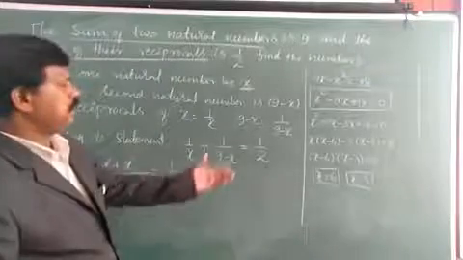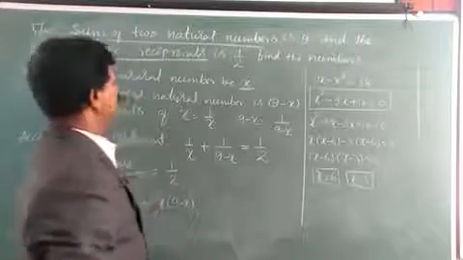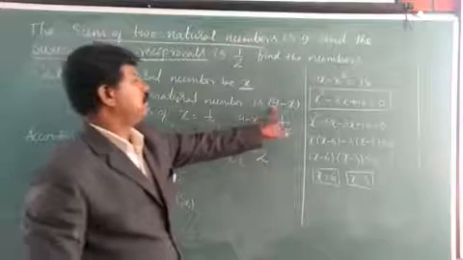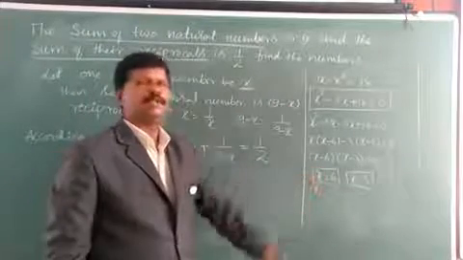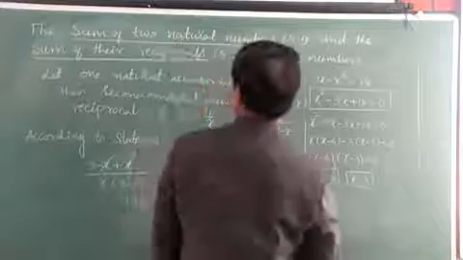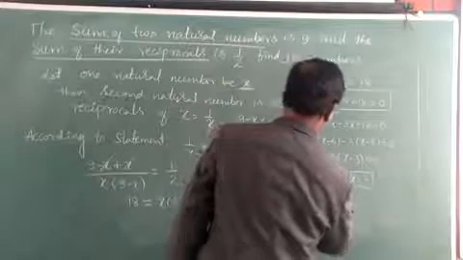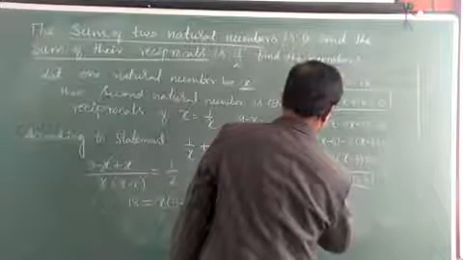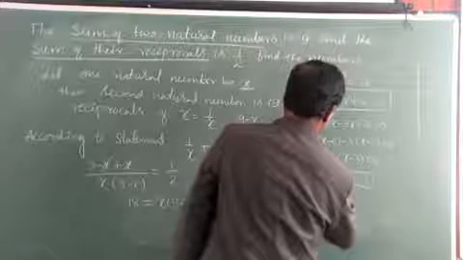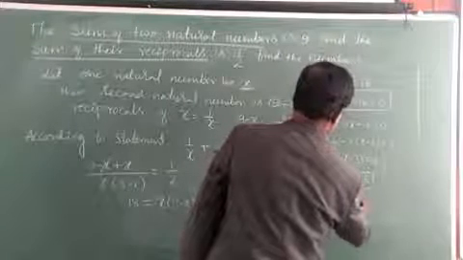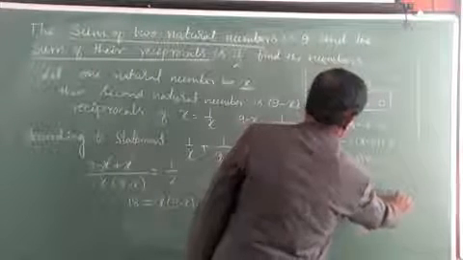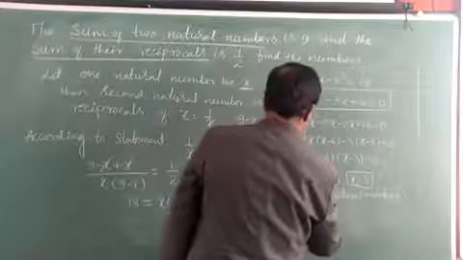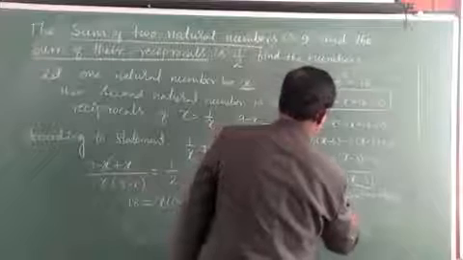So when you take x is equal to 6, okay, now here is 9 minus x. If you are taking x is equal to 6, another number is 3. Therefore the two natural numbers are 3 and 6.